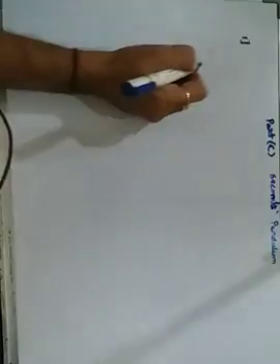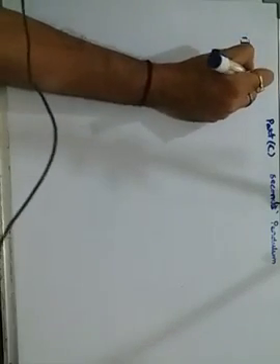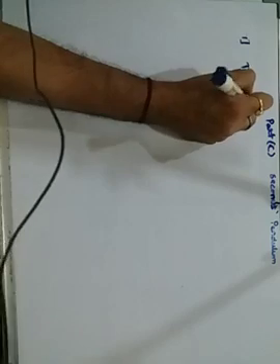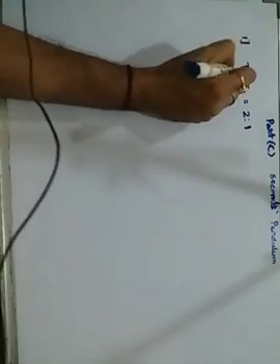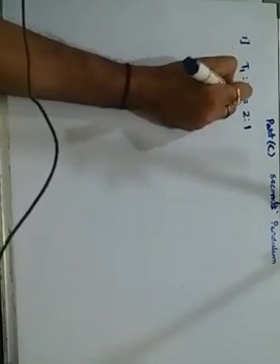Okay, the next question, the seventh question, is again about the comparison value. The time periods of two simple pendulums at a place are in the ratio 2:1. That is, T1 is to T2 ratio is already 2:1. Then what will be the ratio of their lengths? We want L1 is to L2. How much will it be? Now we know the relation.